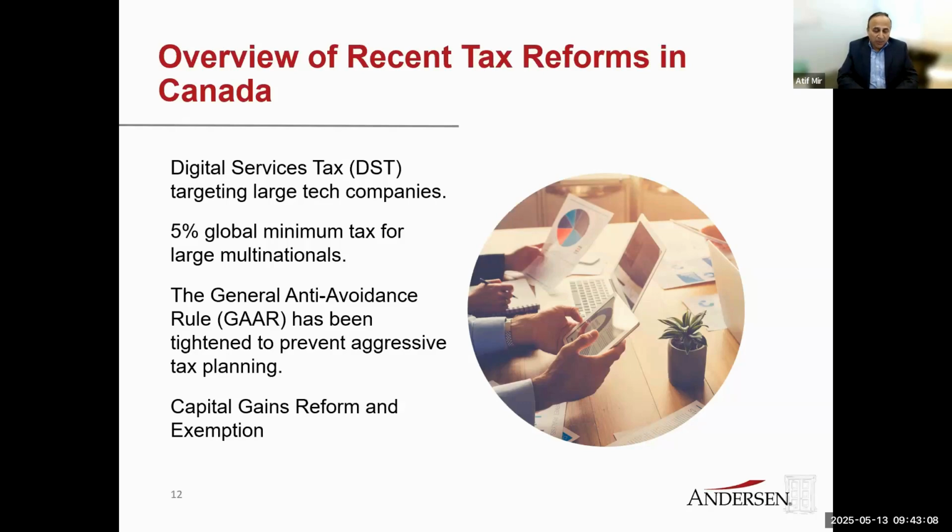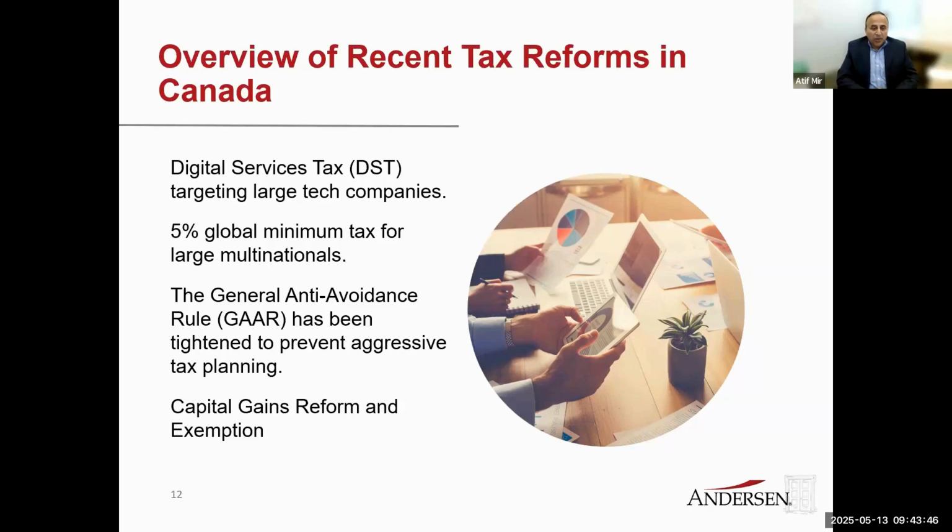Again, who is caught by these rules? If you are part of a group, a multinational enterprise with $750 million or more, 750 million euro, which translates to 1.1 billion Canadian dollars roughly. If you have that kind of revenue reported on your consolidated financial statements by your parent entity, then you're caught by these rules, and you will have to file one of the forms that is required under this legislation. So something to watch out for if you are a big multinational corporation or if you meet the test.